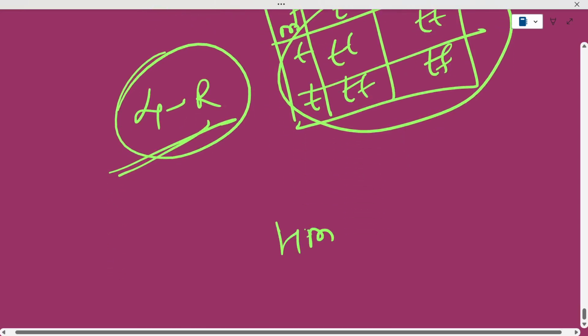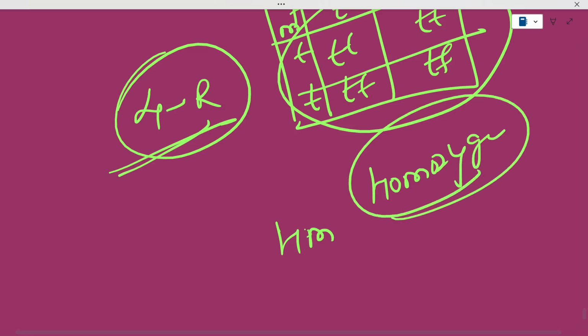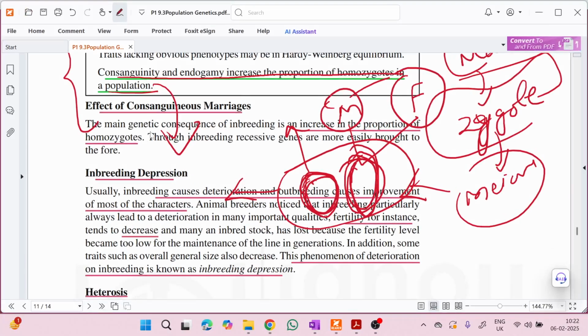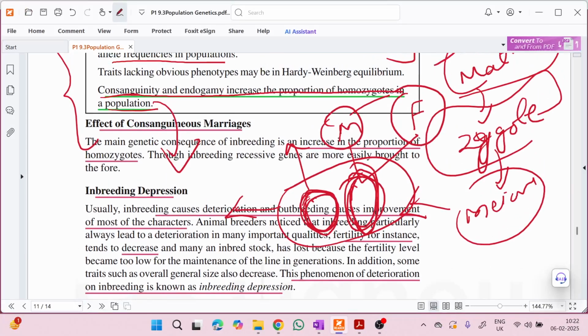So this is known as homozygosity, and this is the consequence of both consanguinity and endogamy जो यहाँ पे लिखा हुआ है. So this is it.